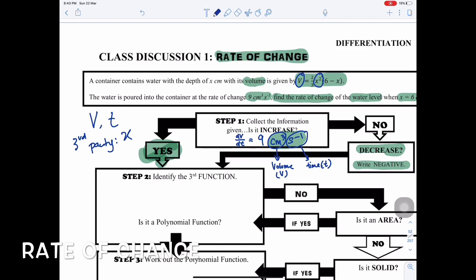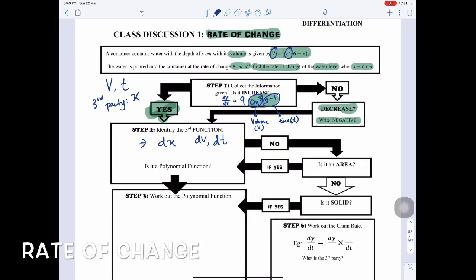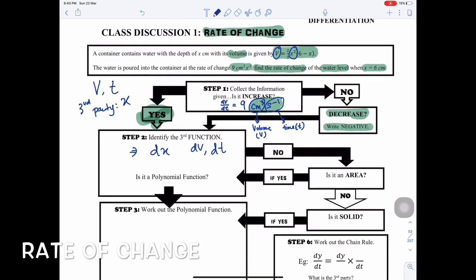The third function is dx, because we already had dV and dt. So from the information, is it a polynomial function?